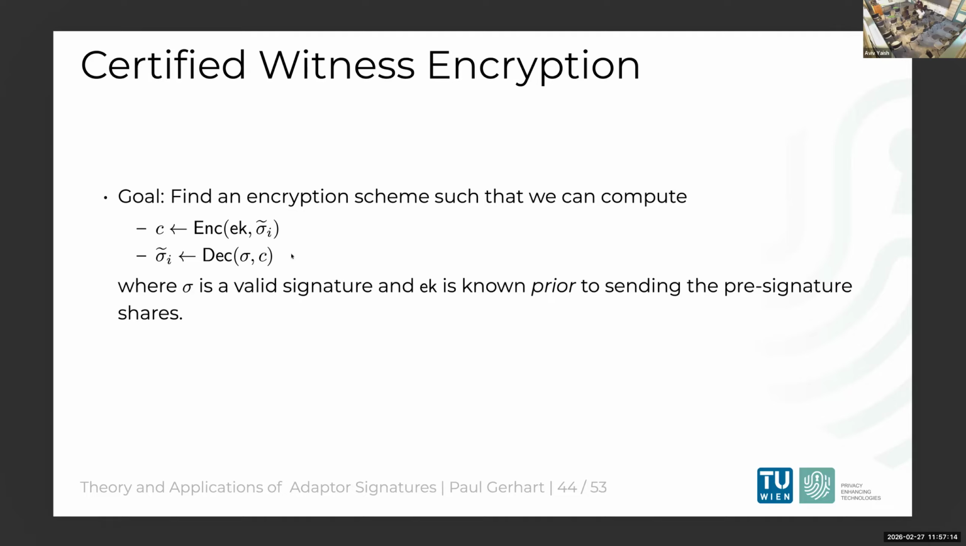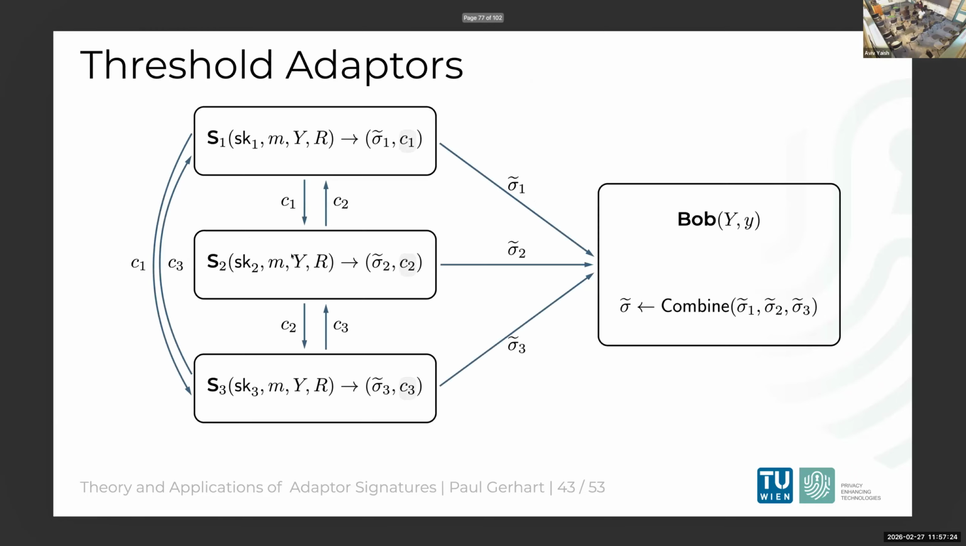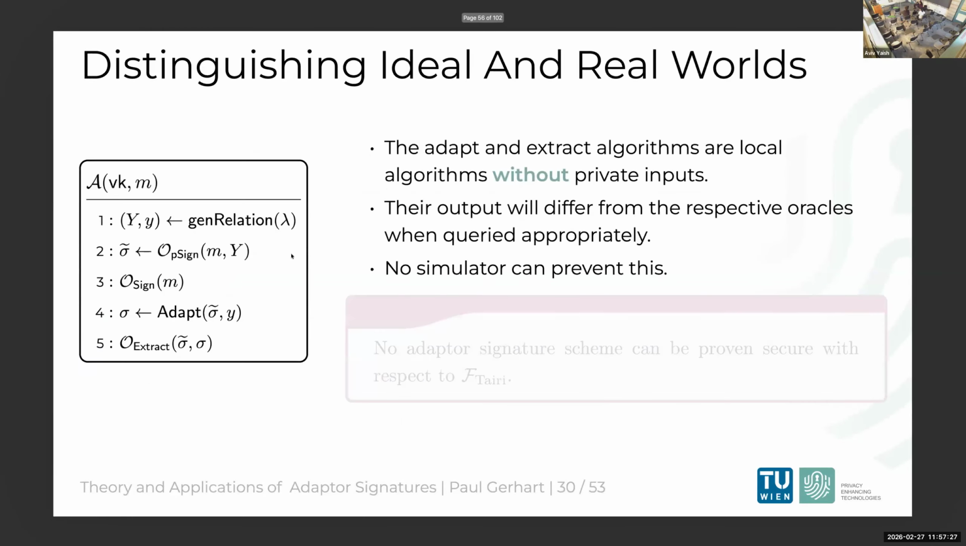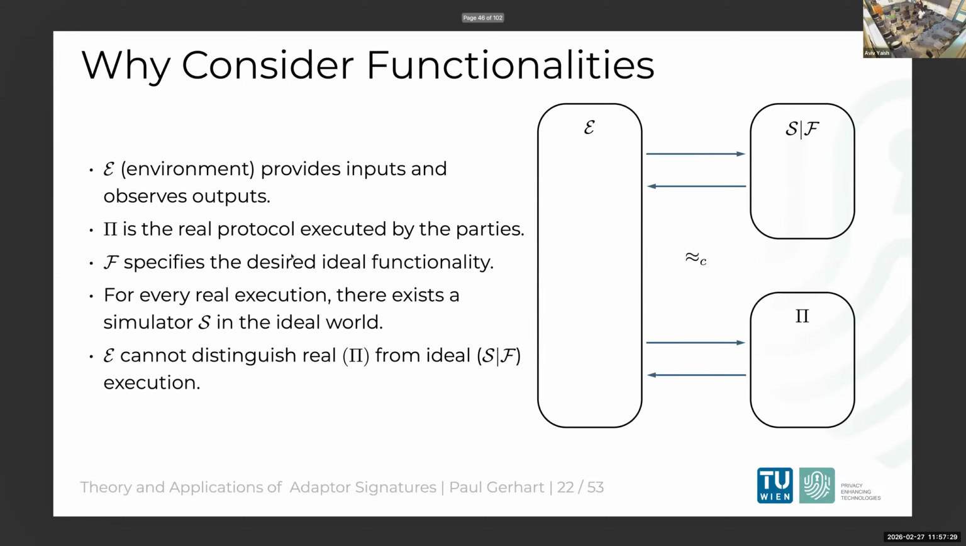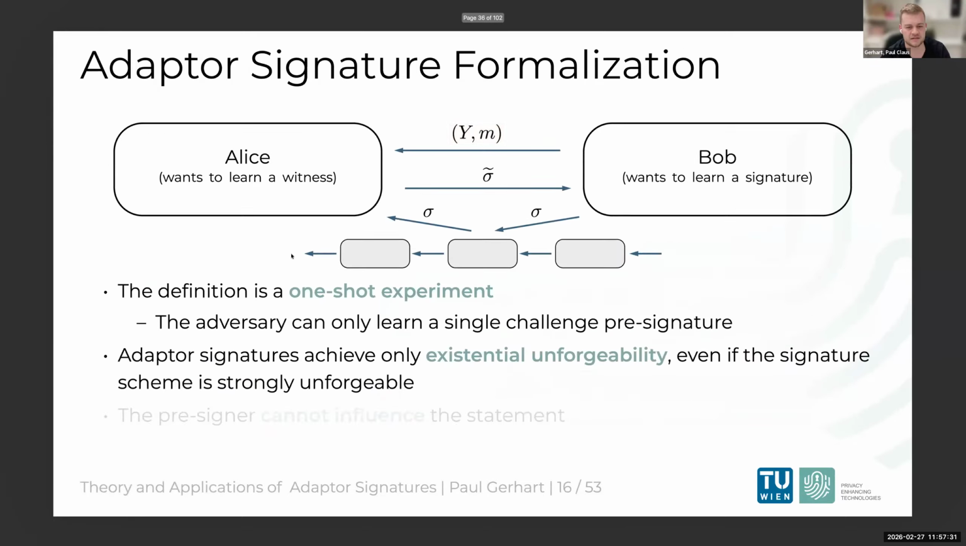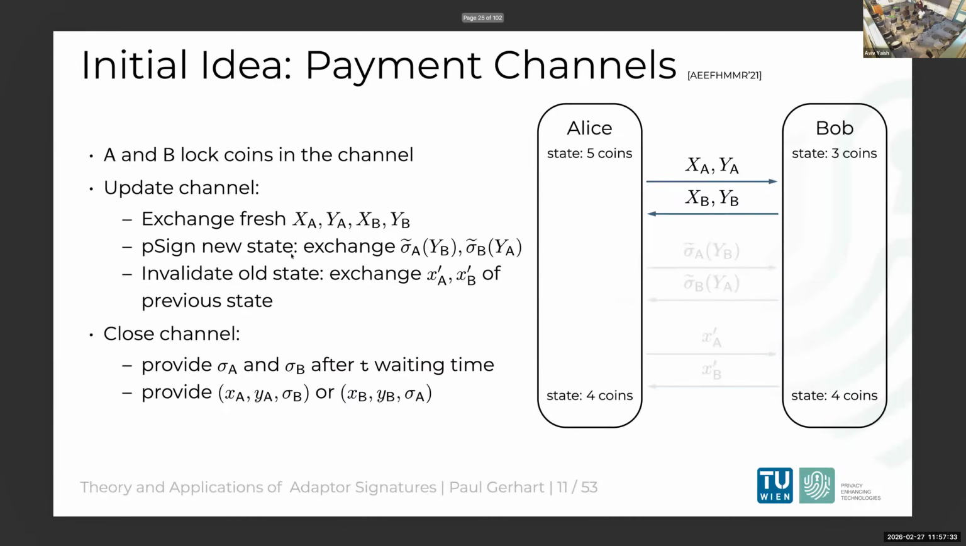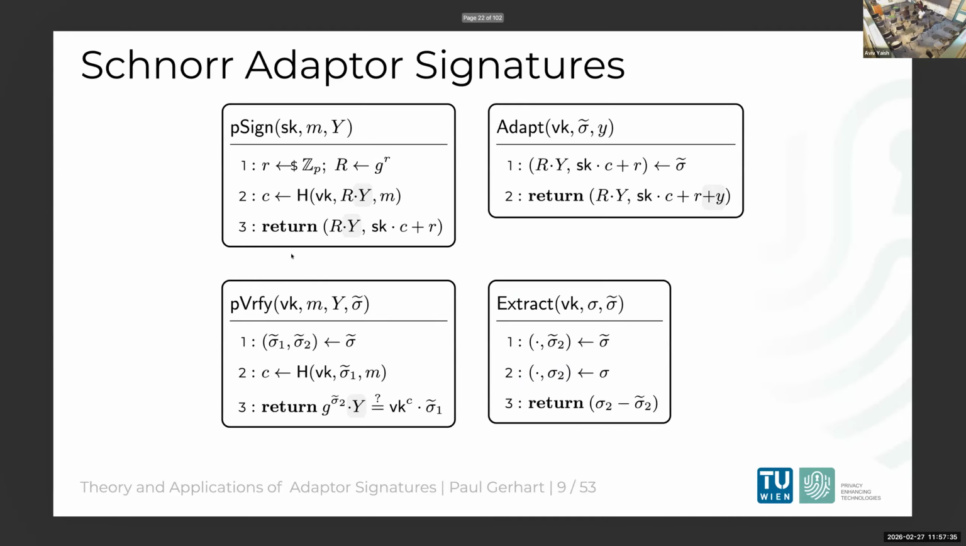No other questions? There is some time, I would make one. Go ahead. At the very beginning, you showed the construction of an adapter scheme for the D-log relation, right? My question was, do you know how to do it for any NP relation? And if yes, is there any interesting application where other relations might be of interest?